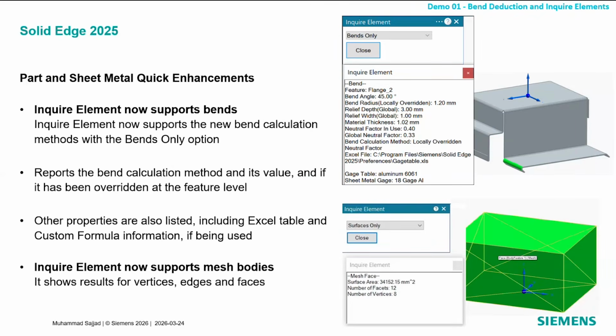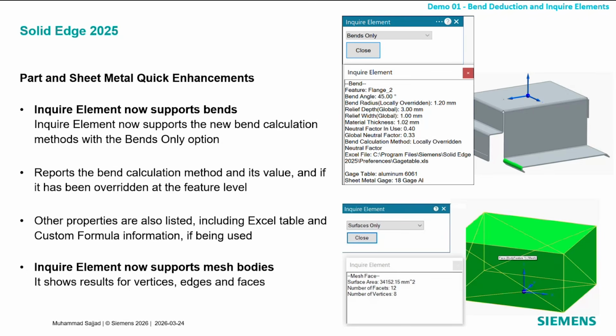Along similar lines, another quick enhancement we have is inquire elements, which now supports bends using the bends only option. What this does is it reports the bend calculation method and its value, as well as if it has been changed at the local level or at the global level. Other properties are also shown, including if you're using an Excel table or other custom formula information. Inquire elements also supports mesh bodies, including results for vertices, edges, and faces.